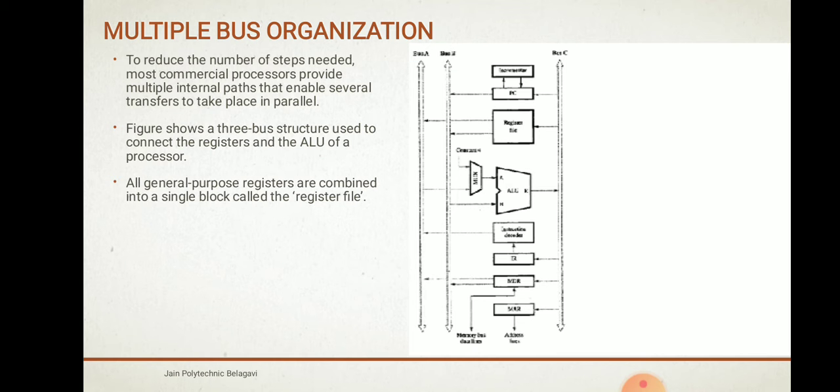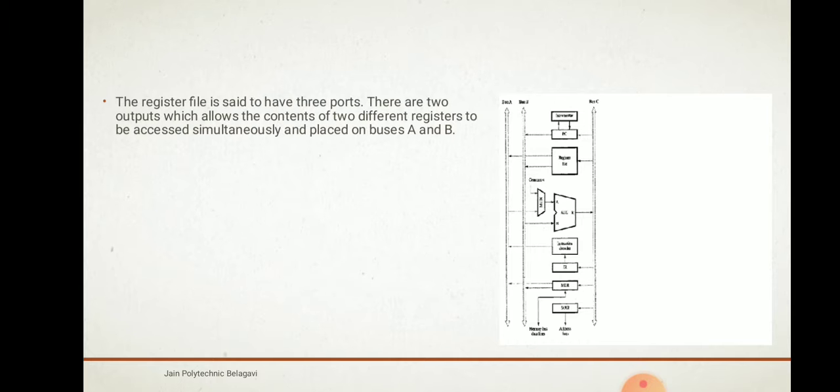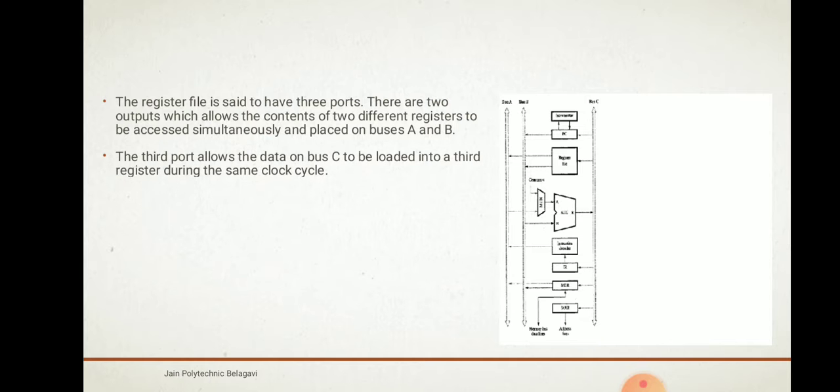All general purpose registers are combined into a single block called the register file. The register file has 3 ports. There are 2 outputs which allow the contents of 2 different registers to be accessed simultaneously and placed on buses A and B. The third port allows the data on bus C to be loaded into a third register using the same clock cycle.